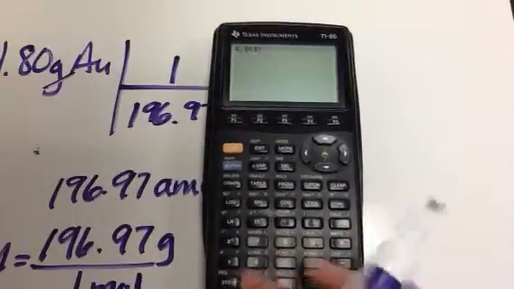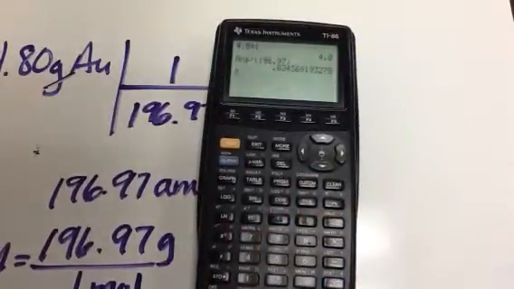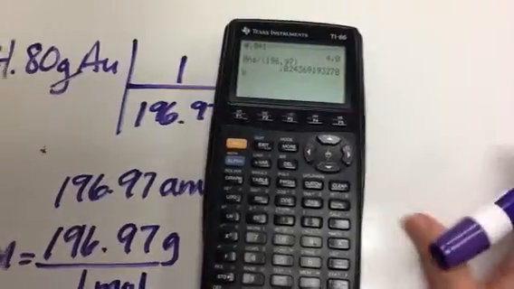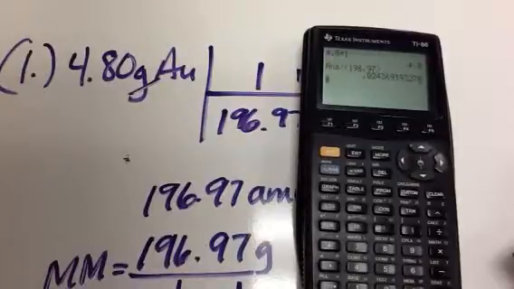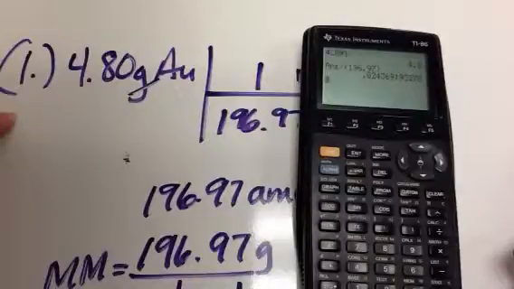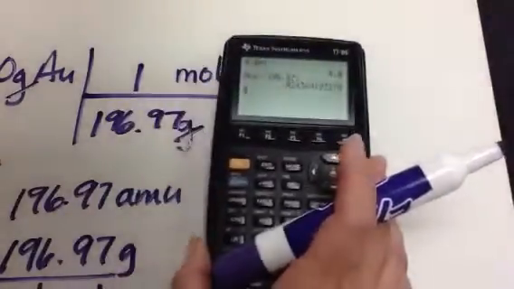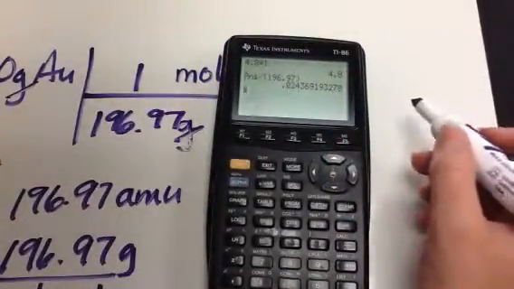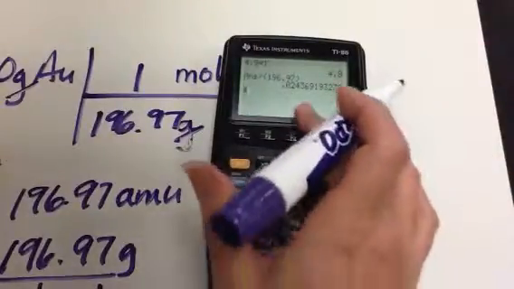4.8 times 1, enter, divided by 196.97, enter. And I get this big long number with a bunch of calculator junk. So Scott, how many significant figures should be included from my calculator? 2 or 3. We always go back to our original number, 4.80. How many sig figs are in that number? 3. So I have to find 3 significant figures in here. So 3 significant figures is what number, Scott? 0.0244. Very good. The 3 is rounded up to a 4.